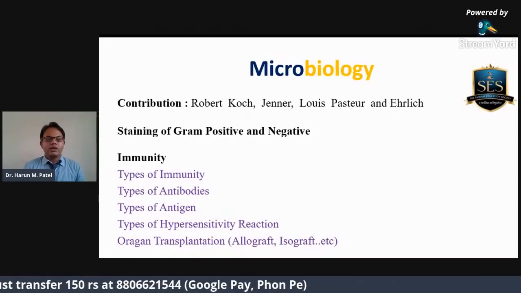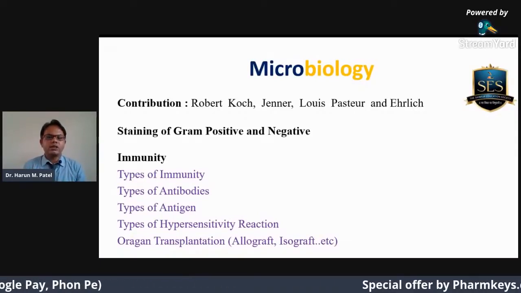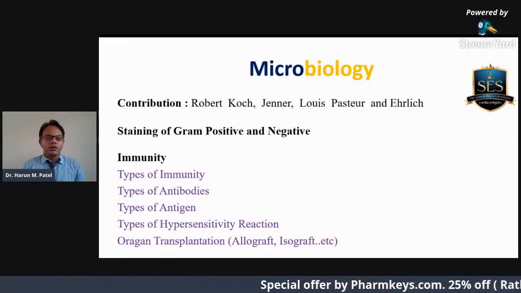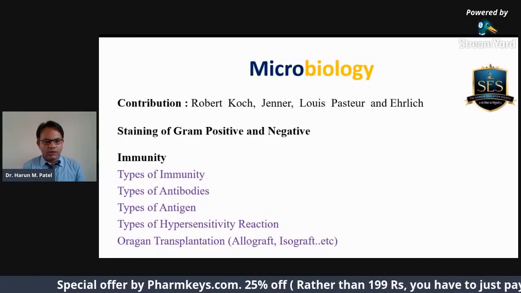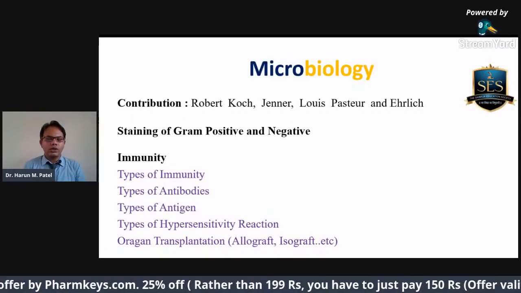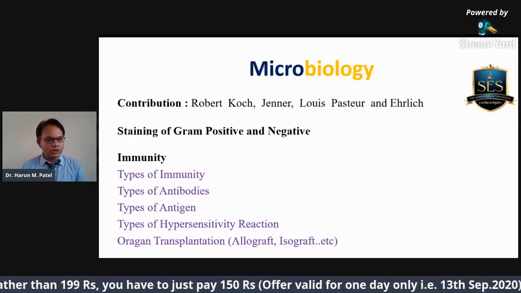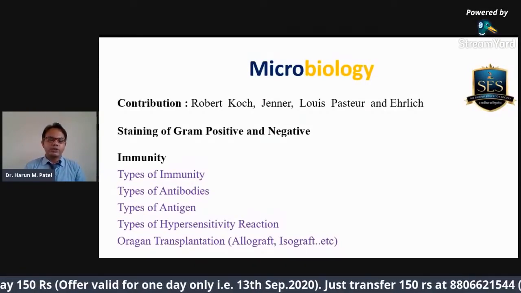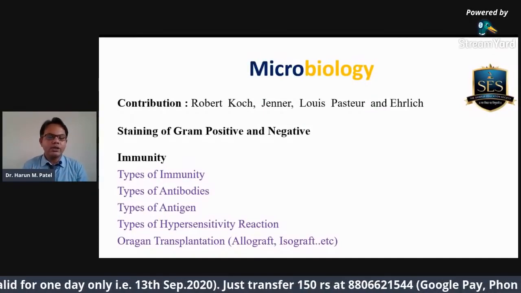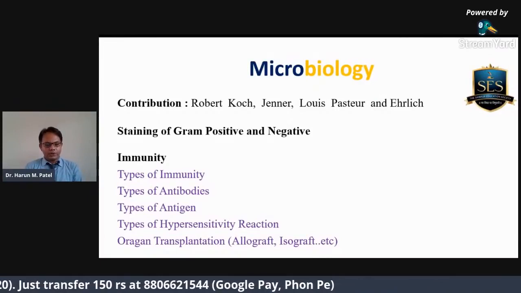They ask which antibodies are involved in, for example, a hypersensitivity reaction. Say it is a type 1 hypersensitivity reaction, which antibodies are there. Likewise, they ask questions on antibodies, so you must study the types of antibodies. The next one is the types of antigens. This is the third important topic. The fourth important topic is the types of hypersensitivity reactions. There are 4 to 5 hypersensitivity reactions, so you must read them very properly.